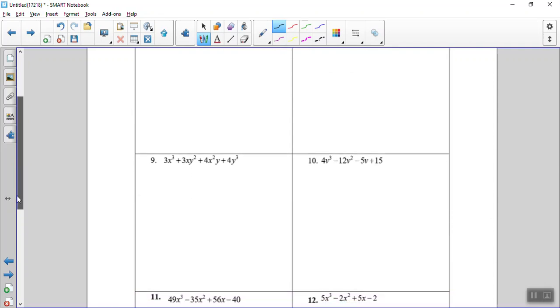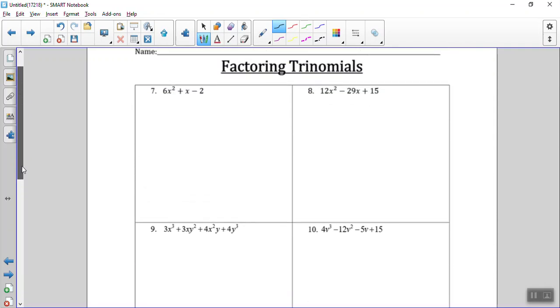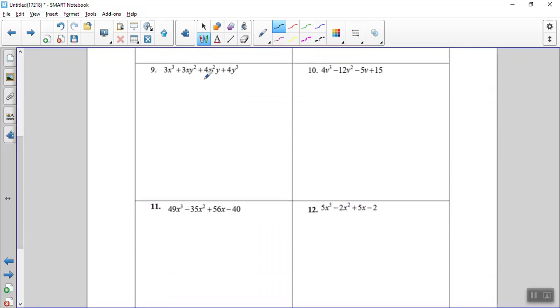Oh, this one. Sorry, I'm not done yet. Factoring trinomials, but here I have factoring something that has 4 terms. You can just do the same thing here. You can just factor this by grouping. So I'm going to group the first 2, group the second 2. Alright, so here let me just write all the prime factors out.